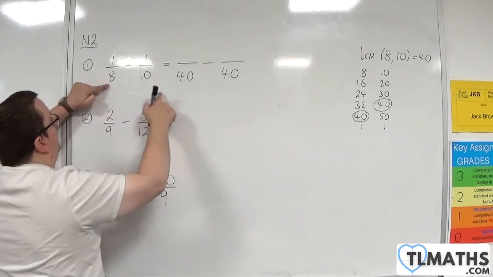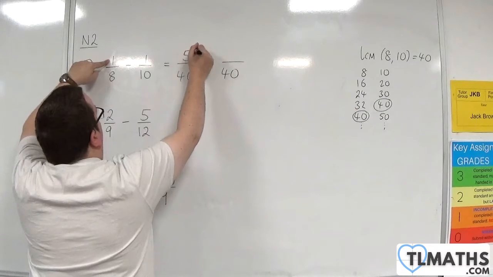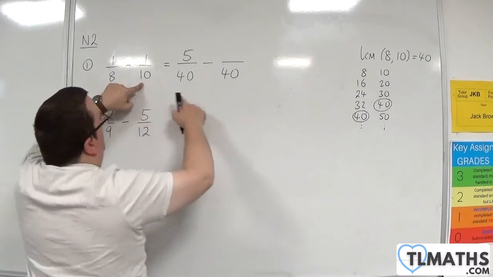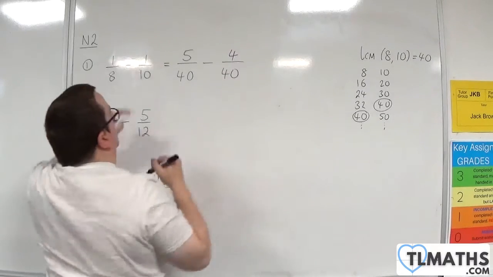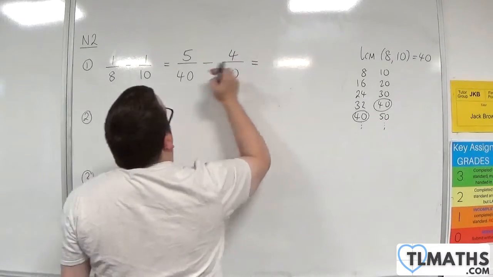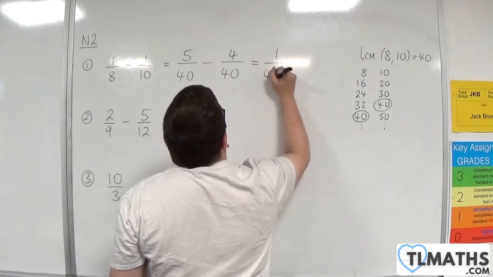So 8 times 5 makes 40, so 1 times 5 is 5. 10 times 4 makes 40, so 1 times 4 is 4. So we have 5 40ths, take away 4 40ths, leaves us with 1 40th.